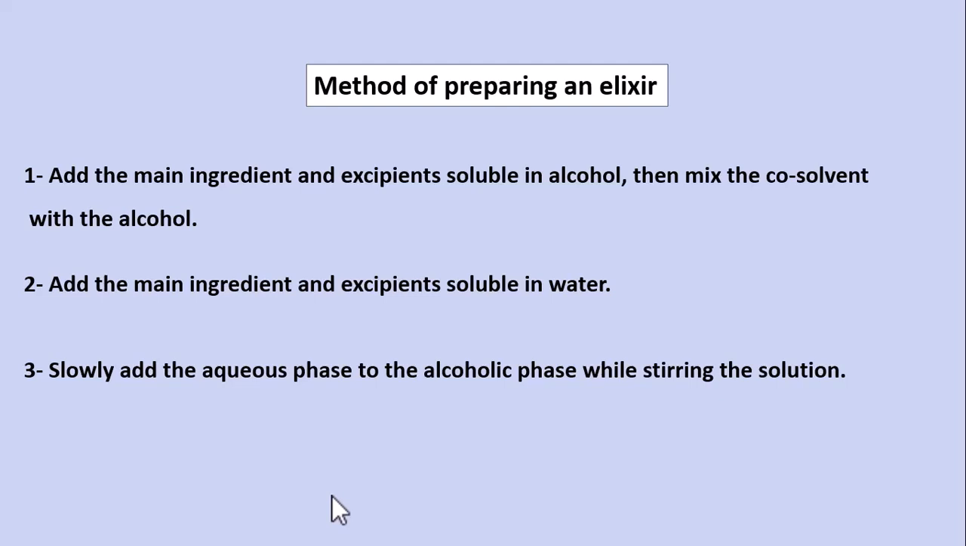Finally, we slowly add the aqueous phase to the alcoholic phase while stirring. It's very important to note that the aqueous phase must be added to the alcoholic phase, because otherwise the texture and consistency of our elixir will be ruined. So we prepare the alcoholic phase separately. We also prepare the aqueous phase separately, and finally we add the aqueous phase to the alcoholic phase.